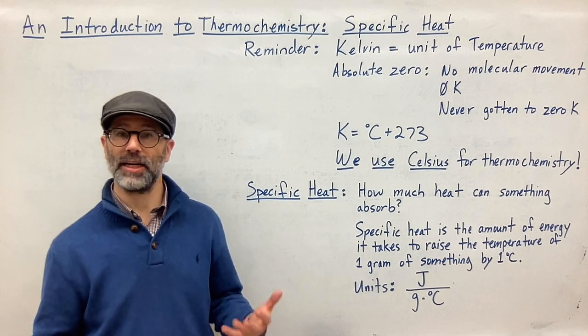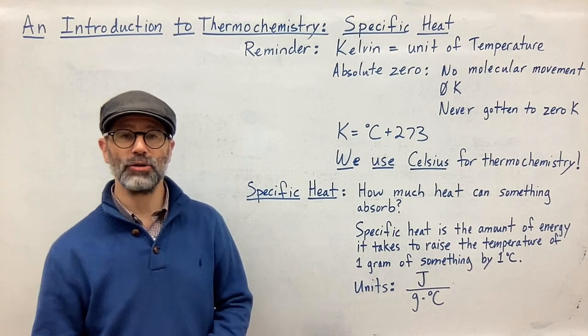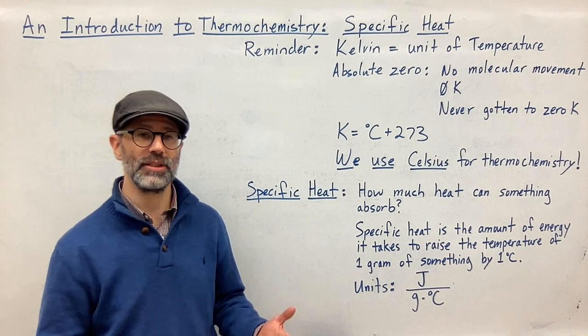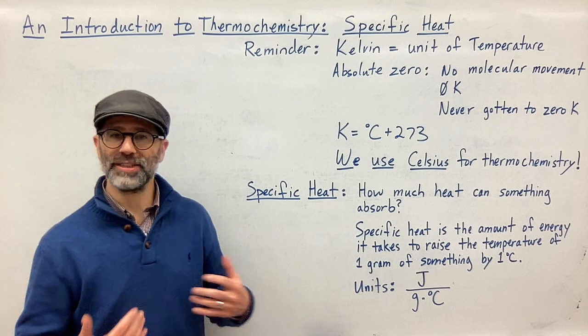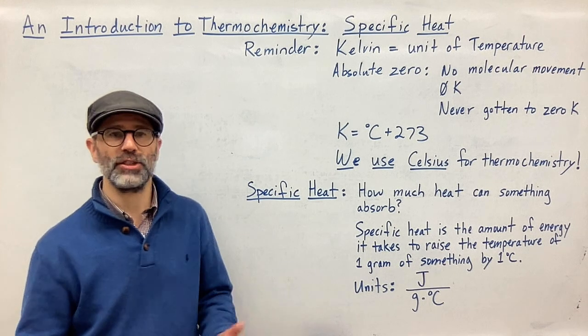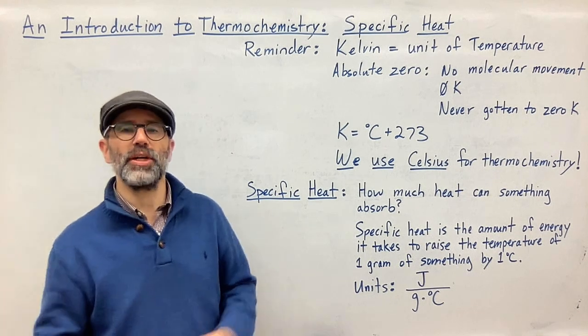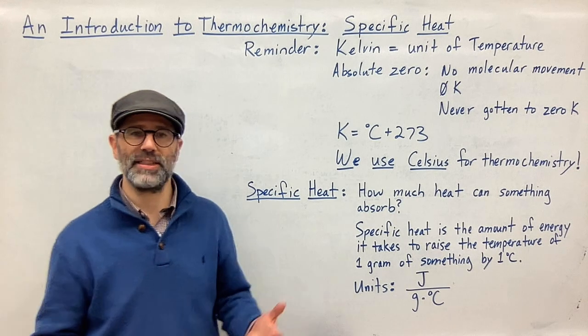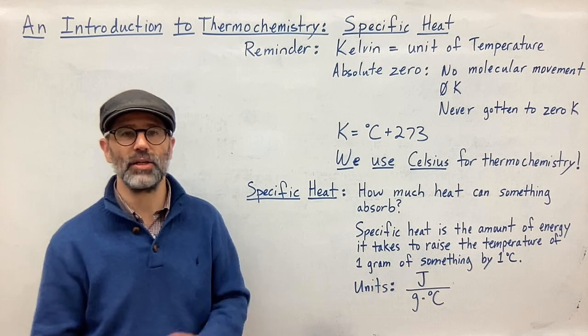One, that Kelvin is a unit of temperature. So I will talk about the Kelvin scale, and I'll talk about Celsius. We don't say degrees Kelvin, we just say Kelvin. So if the temperature is 273, we say 273 Kelvin. If it's Celsius, we say it's 273 degrees Celsius.